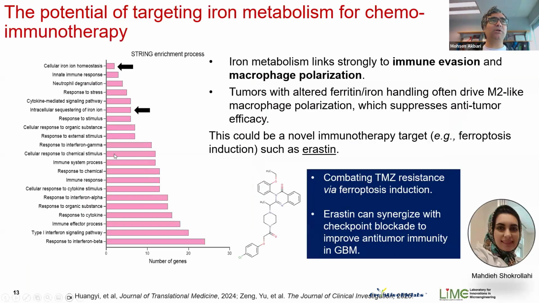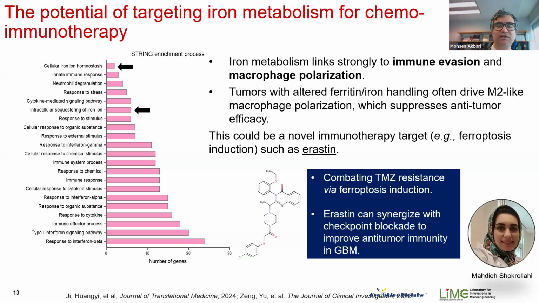We also, when we were analyzing the data, looked at some of the genes that were upregulated or enriched in temozolomide resistant cells versus non-resistant ones, and genes related to iron metabolism caught our eyes. We think that this iron metabolism can link strongly with immune evasion and also macrophage polarization.